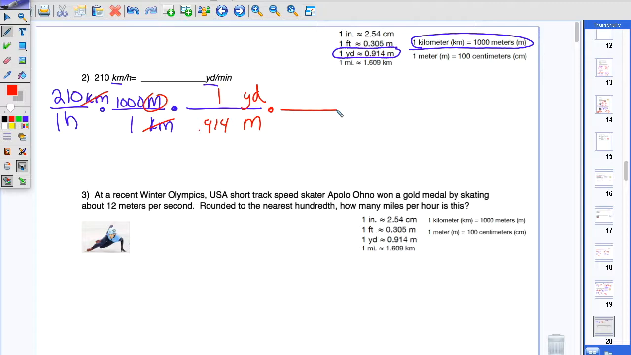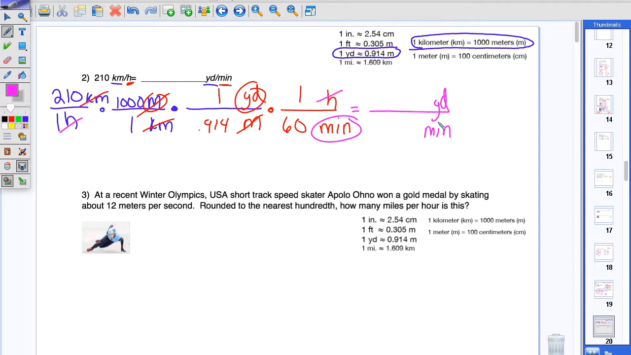Make sure our units cross out, and we have meters and meters, we end up with yards. So our next thing is hours to minutes. We want to cross cancel our hours, so that goes in our numerator, and minutes in the denominator. So 1 hour is 60 minutes. Make sure our hours cancel out, and we're left with minutes. So now we're left with yards in the numerator, minutes in the denominator.